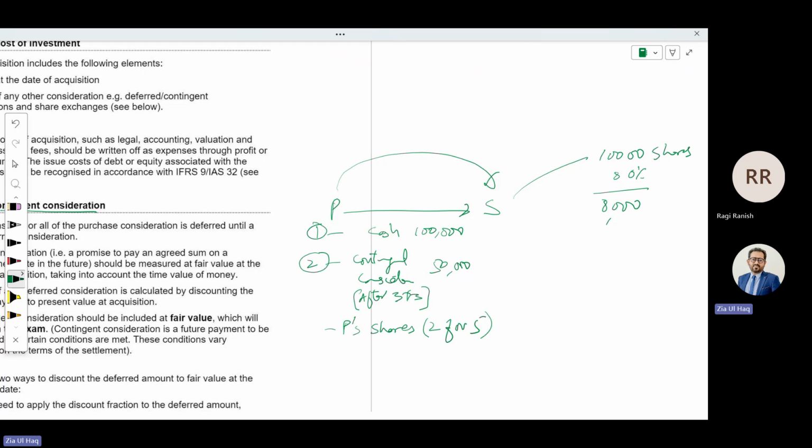In goodwill calculation, the first amount we need to take is consideration paid. So that consideration paid we are going to calculate. And then P's share. Parent company is giving some of its shares to subsidiary, 2 for 5. What does that mean? Whatever shares we are acquiring, 8,000, multiplied by 2 by 5. How many shares? 3,200. Yeah, 3,200 shares.